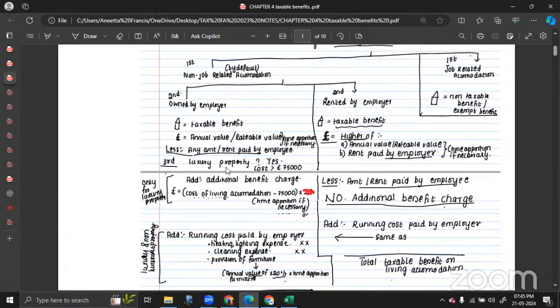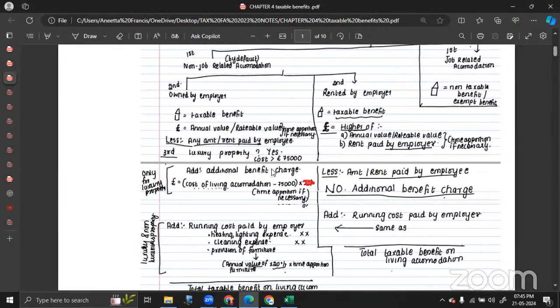Then you have to check whether it is a luxury property. If it is a luxury property, that means if the cost of the property is more than 75,000, you have to add additional benefit charge. Additional benefit charge is cost of living accommodation minus 75,000 into the rate. Please keep in mind it is 2.25%. It was previously 2%. Now it is 2.25% into time apportionment as necessary.